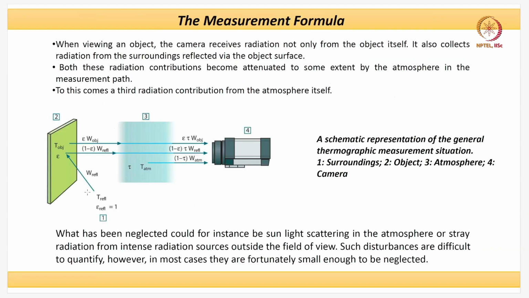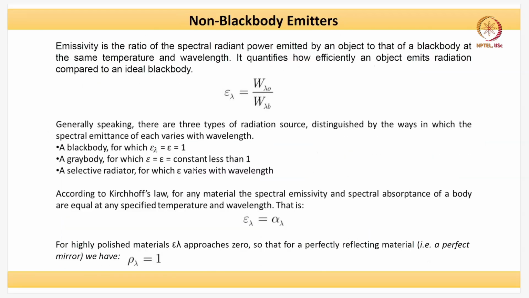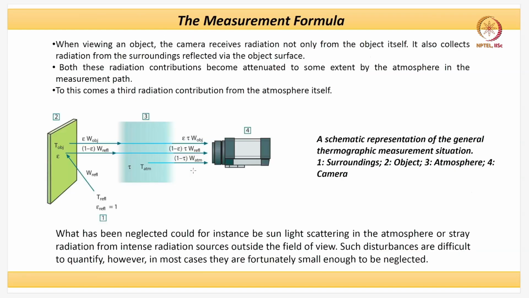This is the T reflection temperature, which is basically the ambient or the surroundings. The atmosphere has a T atmosphere, and this has a T object. So there are three temperatures, three types of radiation that impinge on the camera surface.